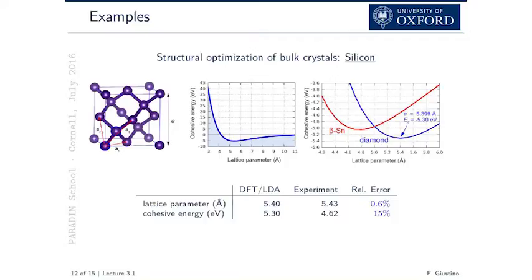So it's not that we don't have the techniques. It's that we are talking about very, very small numbers, so it's very easy to make mistakes. This is just, again, a comparison. If you compare lattice parameters, we are within 1%, and the cohesive energy, which is the energy of the crystal minus the atoms, is about 1 eV too large.